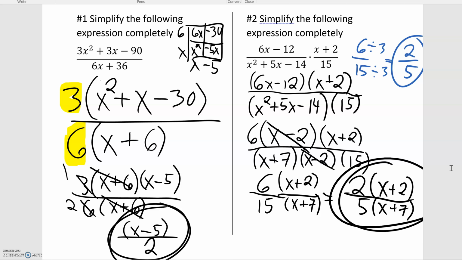So the directions for these are the same. Simplify the following expression completely. The only real difference is this has this multiplication symbol, but in essence, they both just turn into huge fractions that have factors in them that can be simplified, and that's pretty much it.